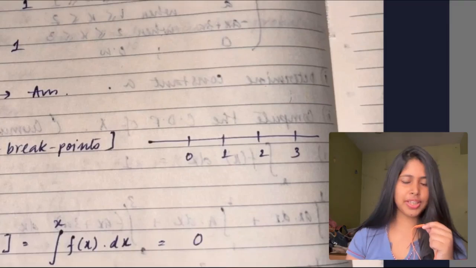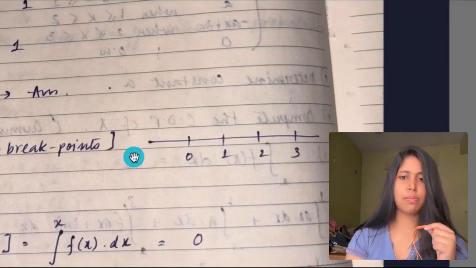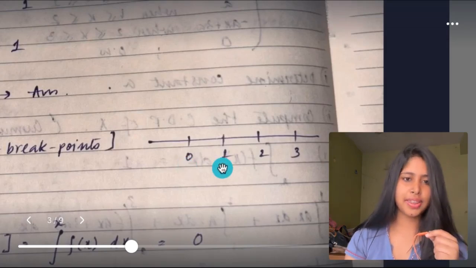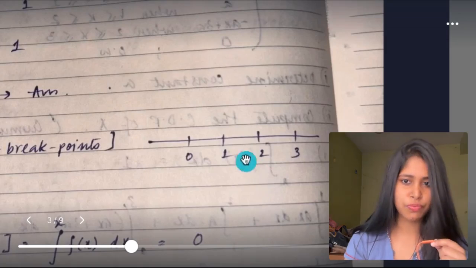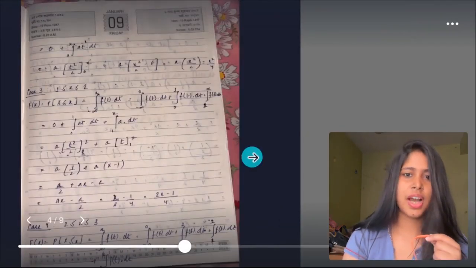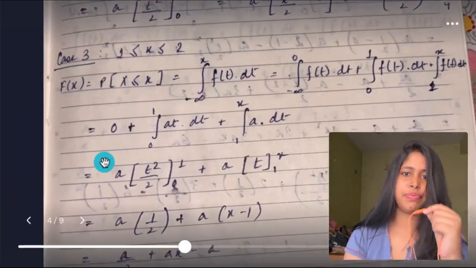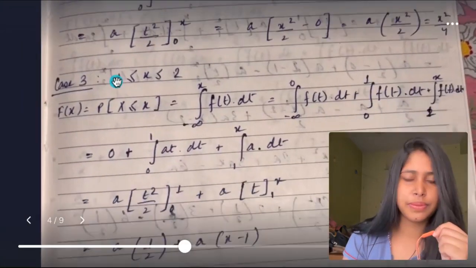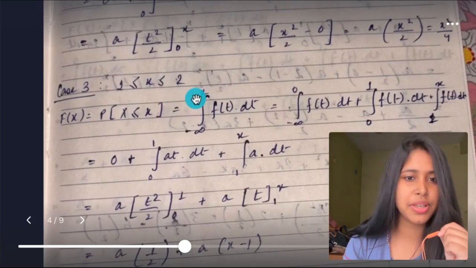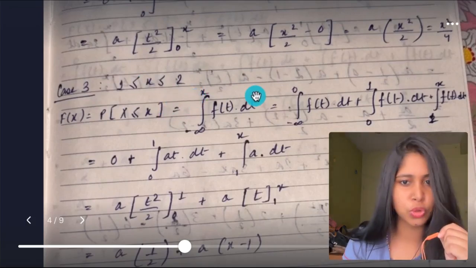Then how will you integrate it? You will integrate first from minus infinity to 0. Then you will integrate from 0 to 1. And then you will integrate from 1 to x. Okay. Not from 1 to 2. 1 to x, because x is lying somewhere between 1 to 2. Then how did I write here? See the case. Case number 3 is 1 less than equals to x less than equals to 2, which means that x is lying between 1 and 2.